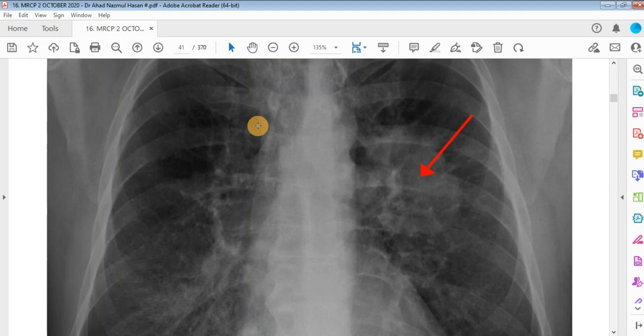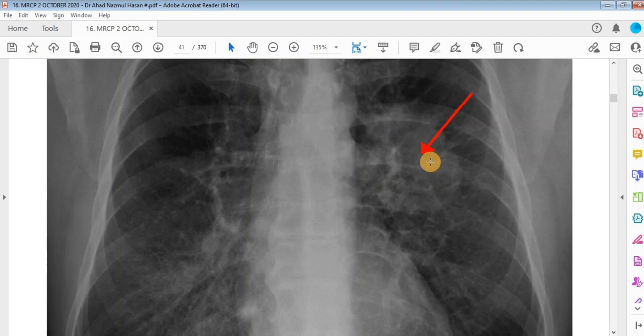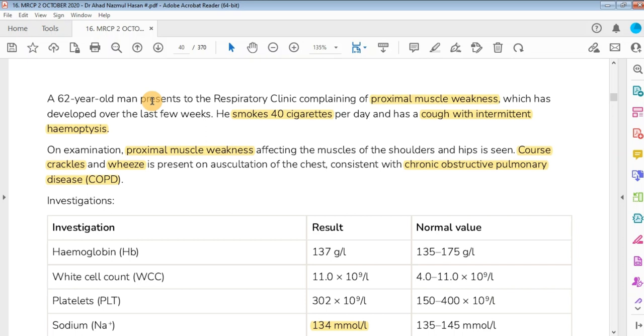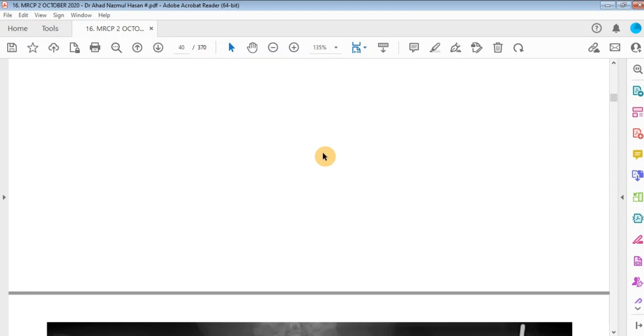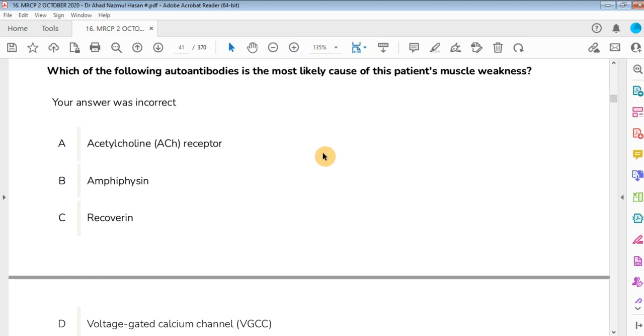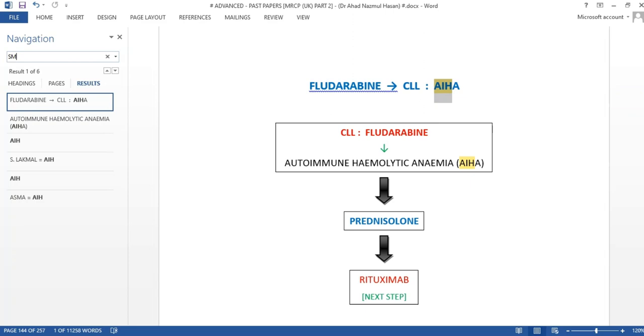So there is an inhomogeneous lung mass here. If we look at the scenario, this patient most probably has an underlying lung malignancy, and has come up with features of paraneoplastic syndrome. So the patient has proximal myopathy along with features of hyponatremia. So which lung cancer can it be? Is it squamous or is it small cell lung cancer? I think it's small cell because of Lambert-Eaton syndrome. Yes.